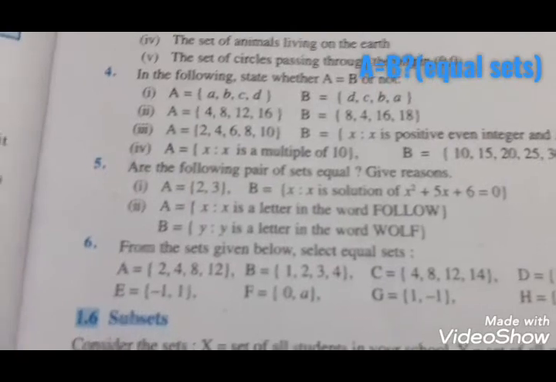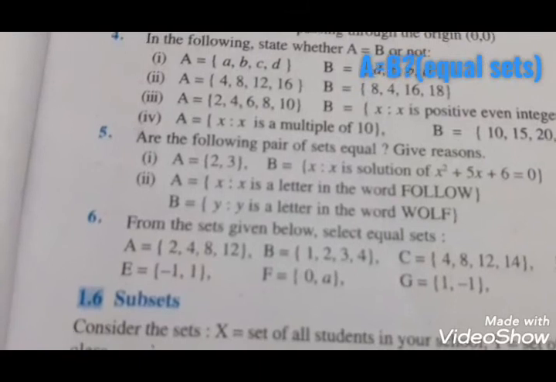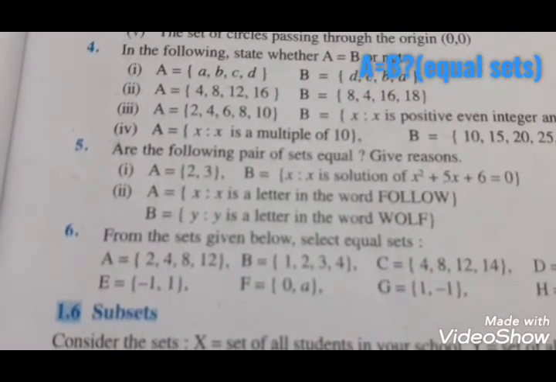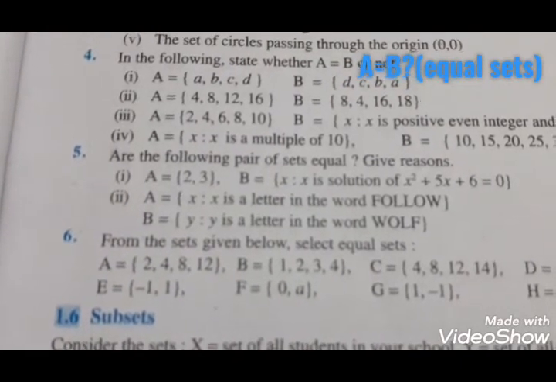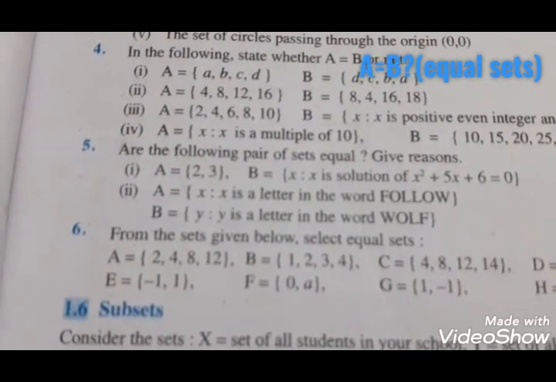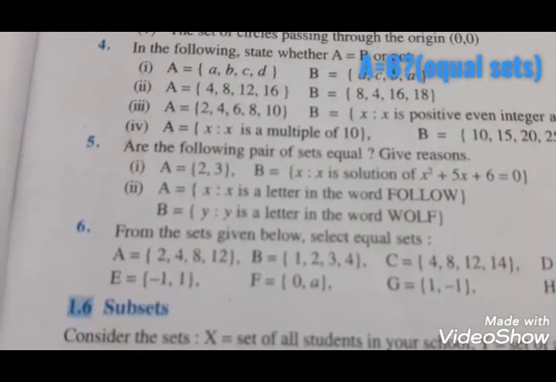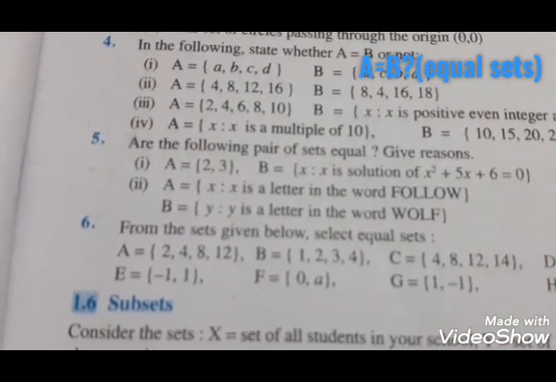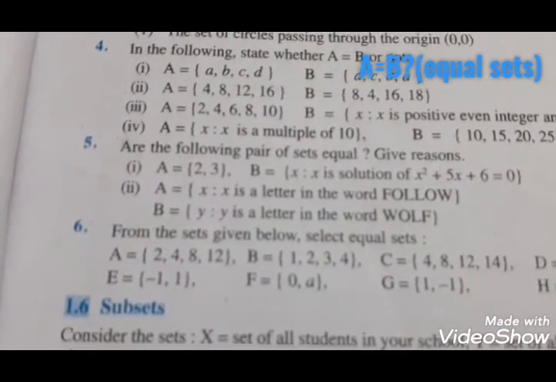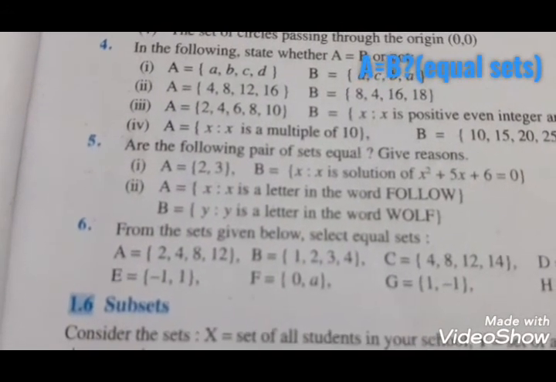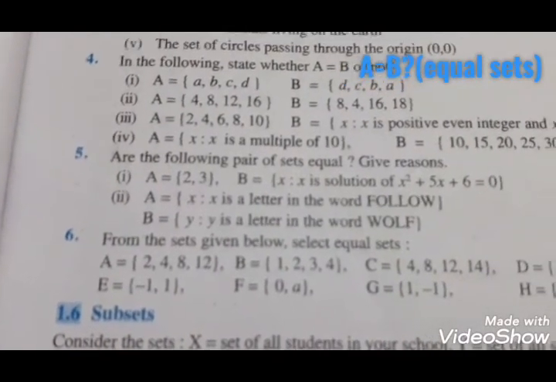Then the second question, A equal to x such that x is a letter of the word follow. We know that in a word, if any letter appears more than once, then it can be written only one time in a set. So here set A contains only these 4 elements F, O, L, W. And set B equal to y such that y is a letter in the word wolf, means it also contains the same elements F, O, L, W. So both sets contain the same elements. The number of elements is the same, the elements are also the same, so we say that it is a pair of equal sets.